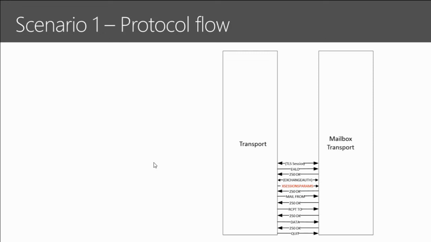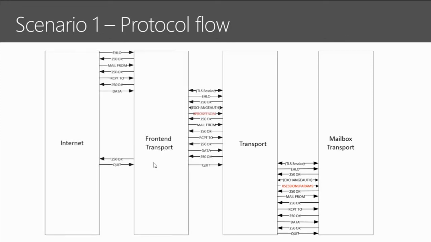Okay? So the transport service has already looked that up. It knows exactly where to go, which database. That's the information that's passed in the XSESSIONPARAMS verb. After that, it's the regular SMTP protocol, mail from, rcpt to, data, and the connection closes. So this is the whole end-to-end flow if you look at it from internet to front-end transport to transport and finally mailbox transport.